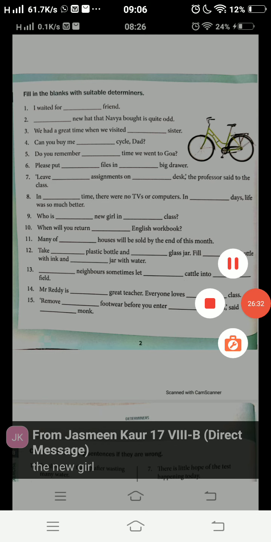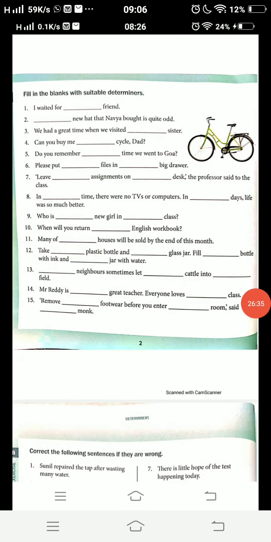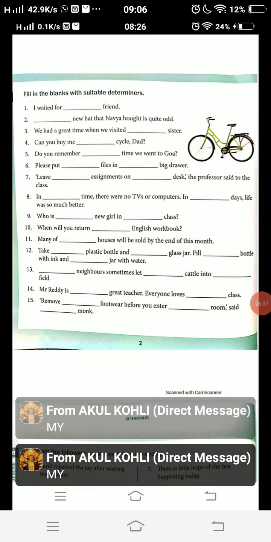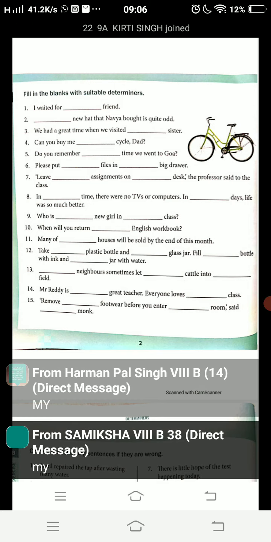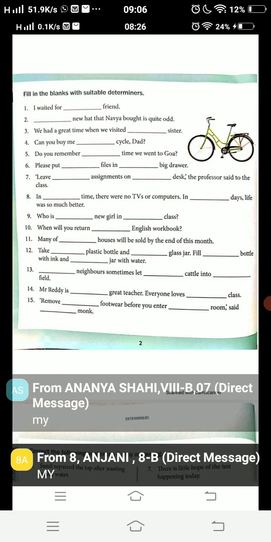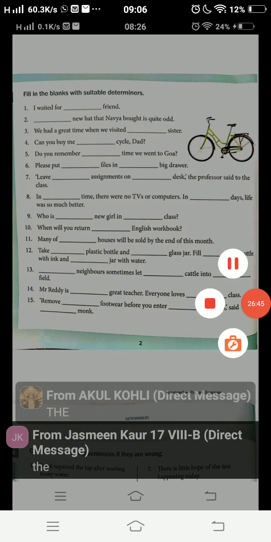When will you return dash English workbook? When will you return my English workbook? Many dash houses will be sold by all. Many of these houses.